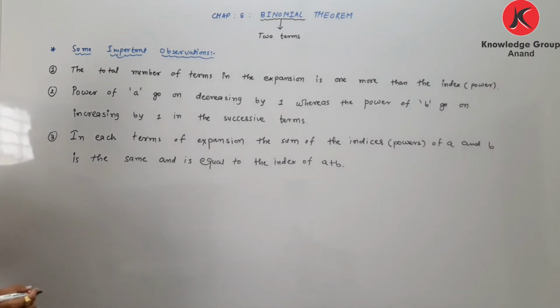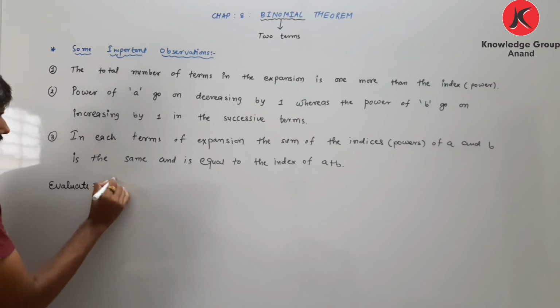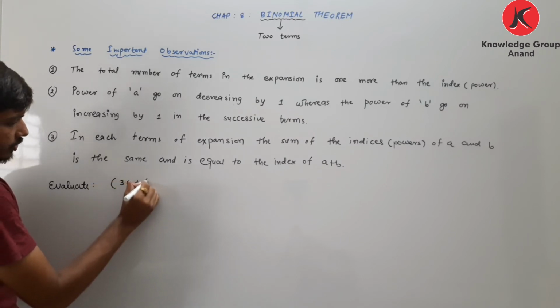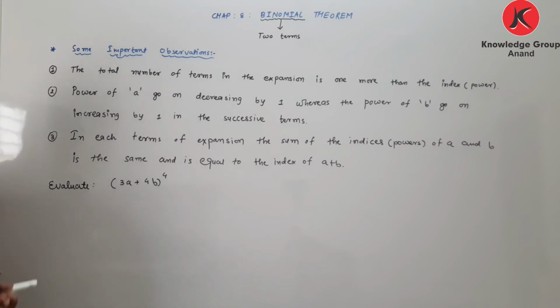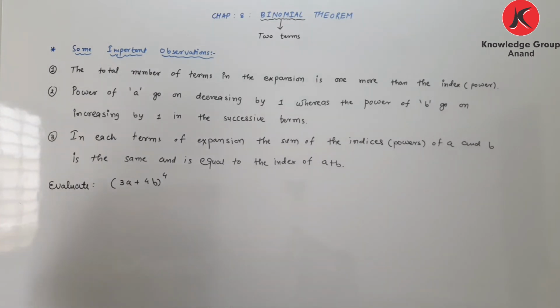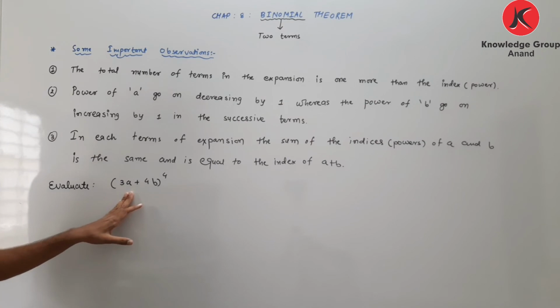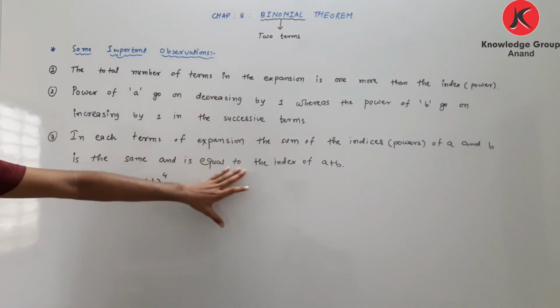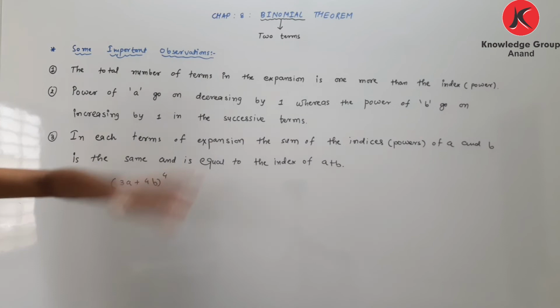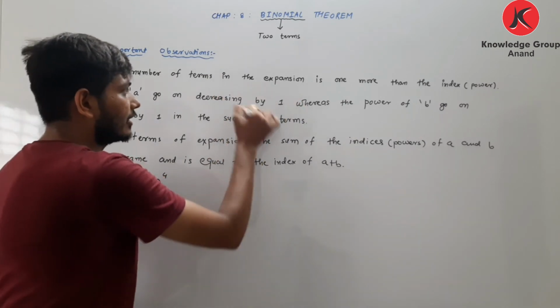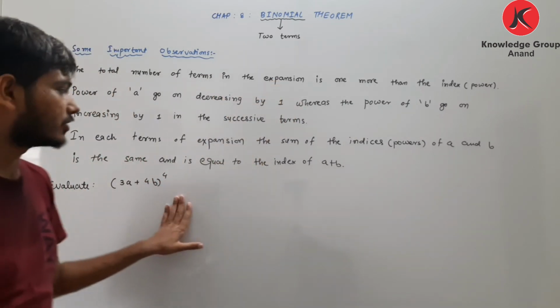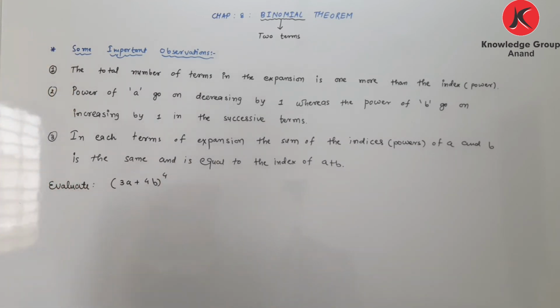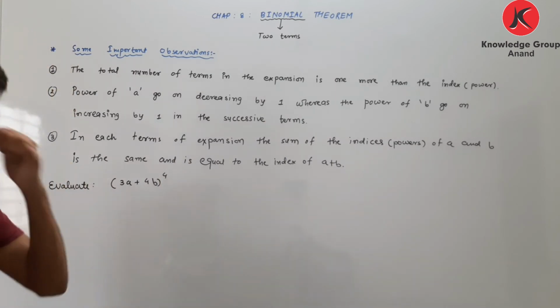Now if you want to use this logic to do some calculations, suppose we want to calculate or evaluate (3a plus 4b) raised to 4, then we can directly evaluate it by using the logic of our observations as well as the logic of coefficients. The triangle that was formed by addition is the triangle of coefficients; you can obtain those coefficients and multiply.